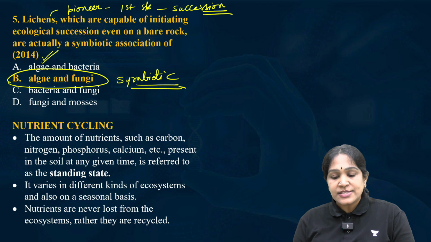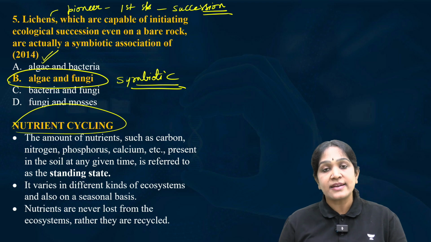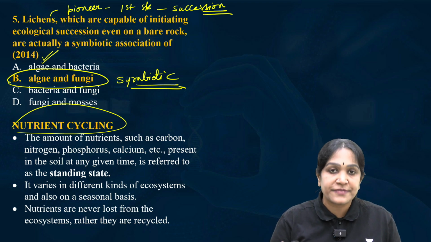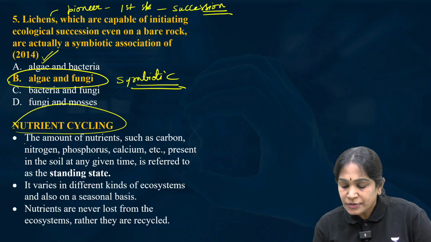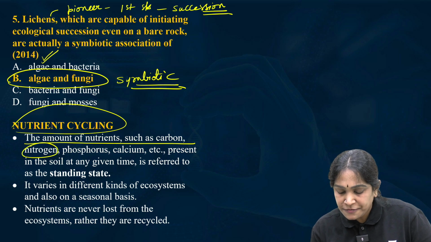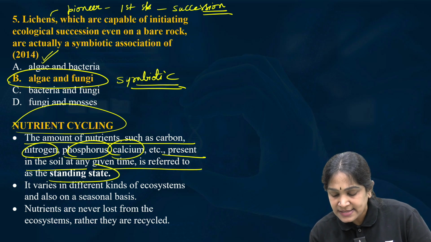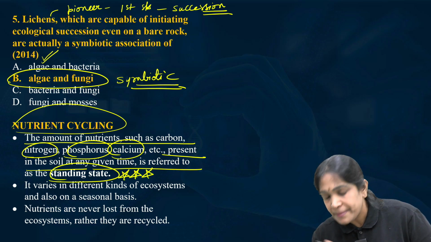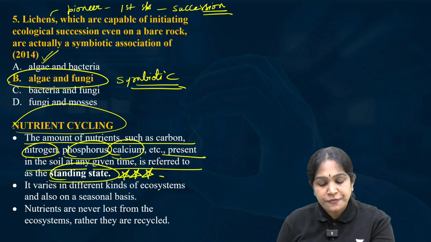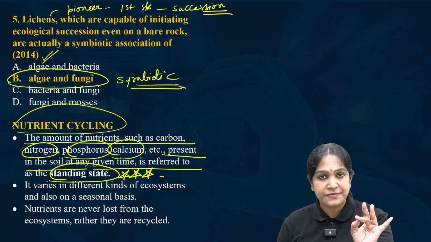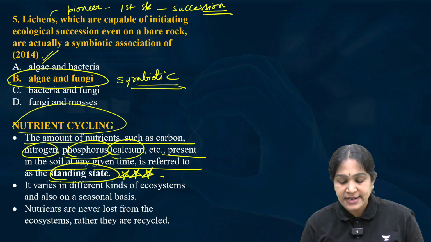Now, the next topic we are discussing is nutrient cycling. The nutrients will get cycled, like the carbon cycle, nitrogen cycle, phosphorus cycle, water cycle. That is called nutrient cycle. The amount of nutrients such as carbon, nitrogen, phosphorus, calcium present in the soil at any given time is called standing state. Another term, memorize it. What is standing state? Standing state means the amount of nutrients like carbon, nitrogen, phosphorus, calcium present in the soil.